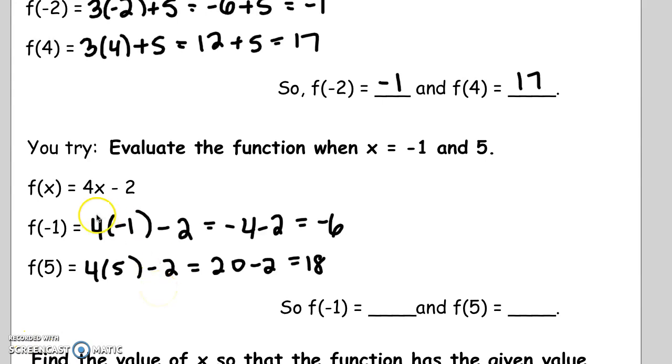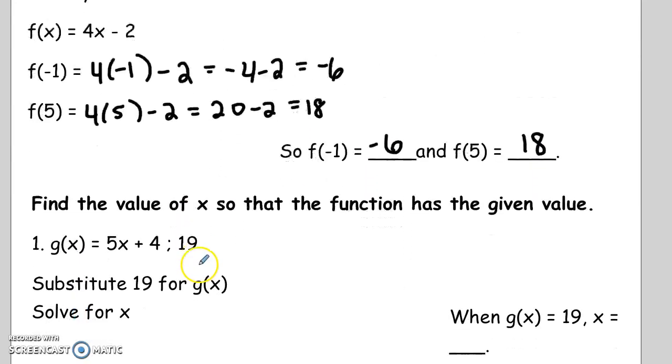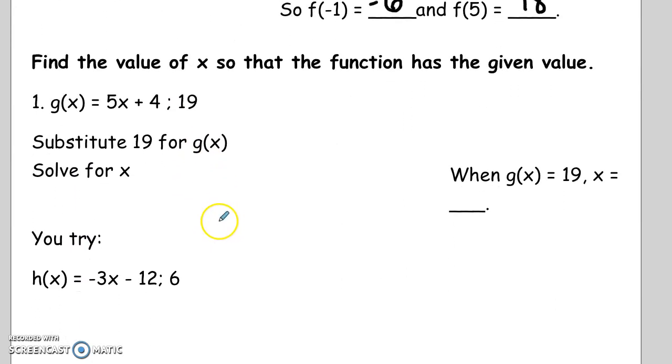Alright, so if you did this correctly, this should be your setup. And so what we end up getting is at f of negative 1, we got negative 6. For the function at f of 5, we end up getting 18. So, we've done this before. It's now in this new notation. What we're going to do now is we're going to turn things around. I want to know what the value of x will be so that the function has the given value.